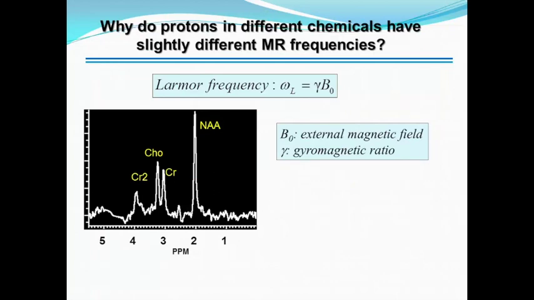But first we need to understand, why do protons in different chemicals have slightly different MR frequencies? Why do lipids resonate at a different frequency compared to water, and why do all these different metabolites resonate at different frequencies? This is a frequency scale here. As you probably learned before, the Larmor frequency depends on the gyromagnetic ratio and the external magnetic field. During acquisition of our data, the external magnetic field is constant, so we don't apply any gradients. And the gyromagnetic ratio is also constant, since we're only looking at protons. So why is it that we see many peaks and not just one?